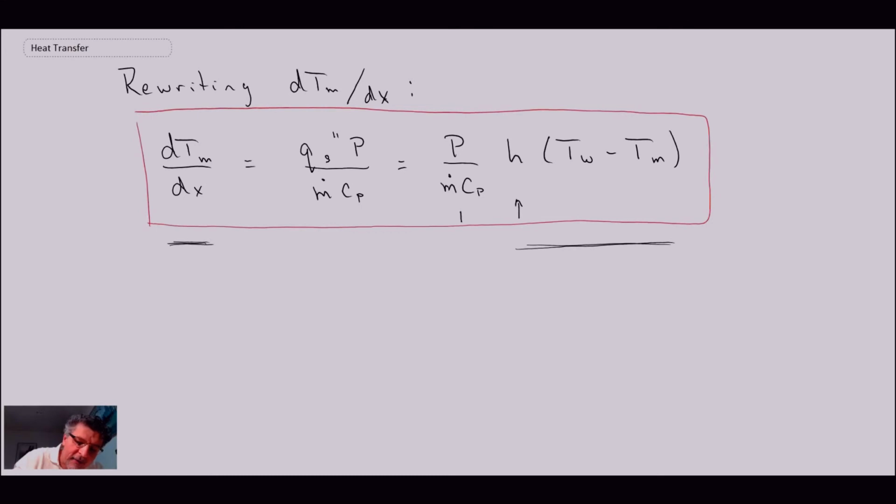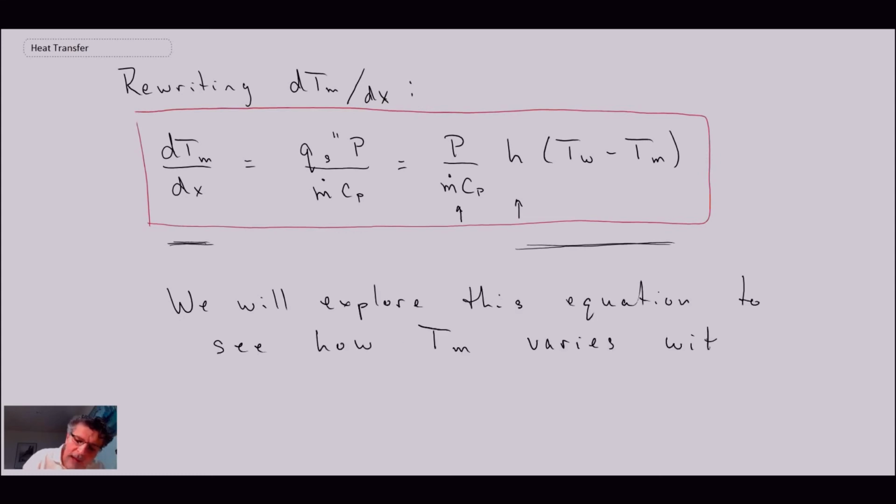And these other two terms, if we can assume that the specific heat is remaining a constant, the mass flow rate is going to be a constant, and if it's a constant area duct or pipe, the perimeter does not change, so those are constants as well. But that gives us a relationship, and we're going to explore this equation to examine how Tm varies with x.